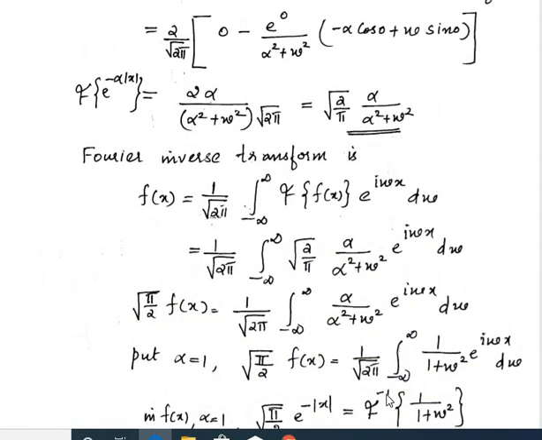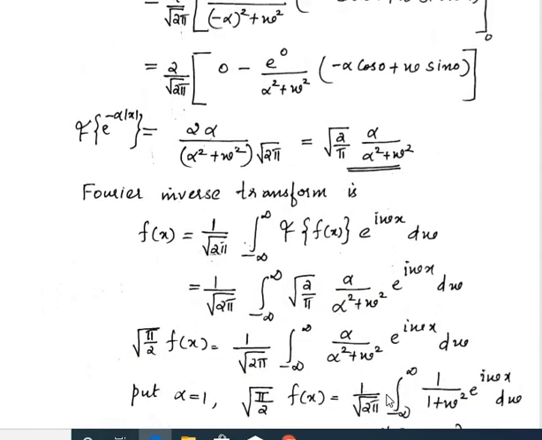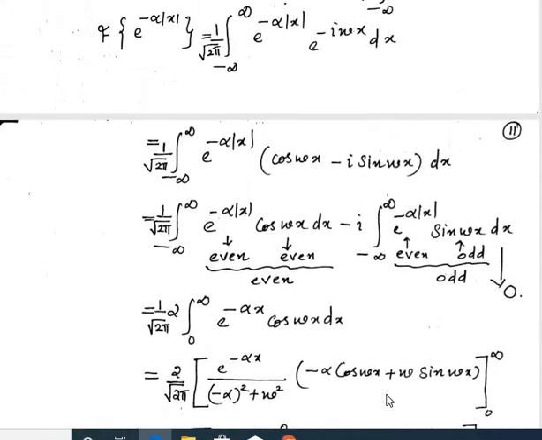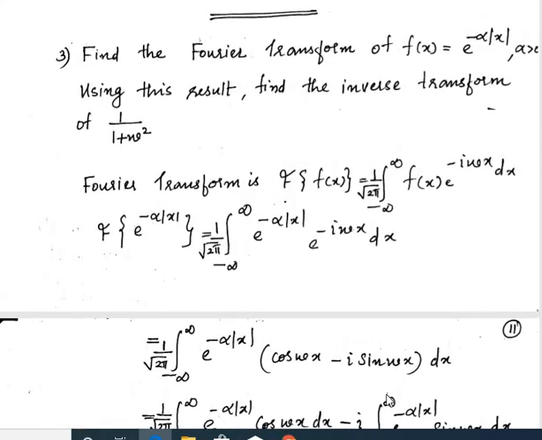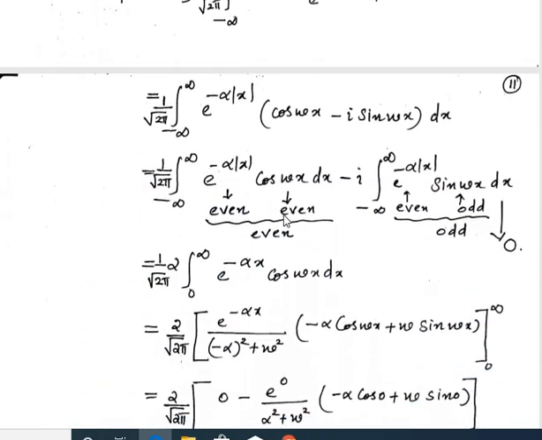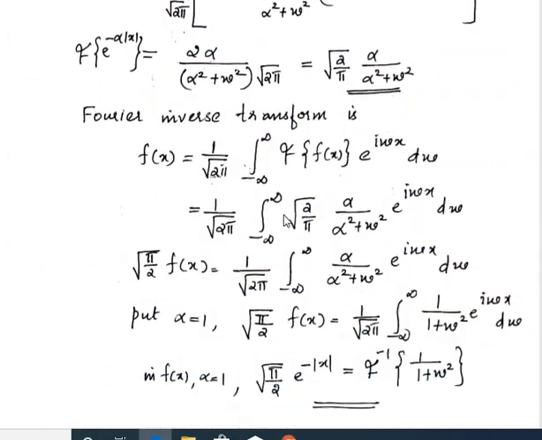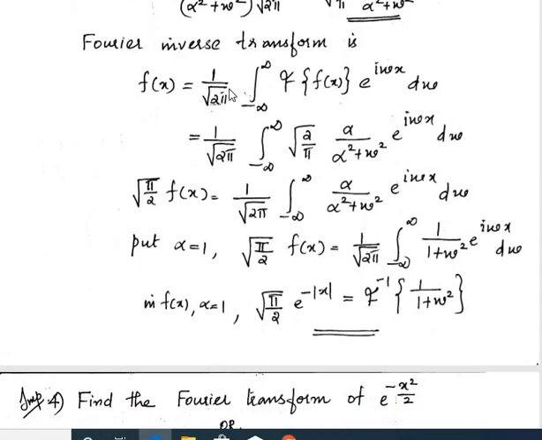Now the question is, by using the inverse formula, find the inverse transform of 1 by 1 plus omega square. By using this result, we have to find the inverse transform of 1 by 1 plus omega square. And we write the inverse formula as 1 by root 2 pi, integral from minus infinity to plus infinity of F of omega e raised to i omega x d omega. We substitute the Fourier transform answer here.